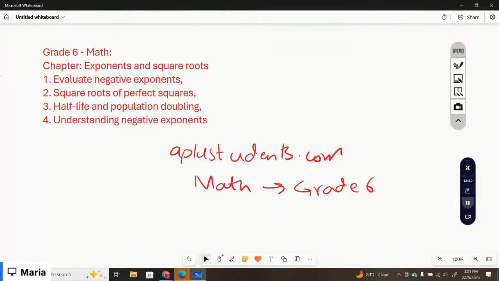We're going to start with the chapter exponents and square roots. The lessons we're going to cover today are evaluate negative exponents, square roots of perfect squares, half-life and population doubling, understanding negative exponents. Please make sure you have your notebook and pencil so that you can note down the important examples and definitions as well.